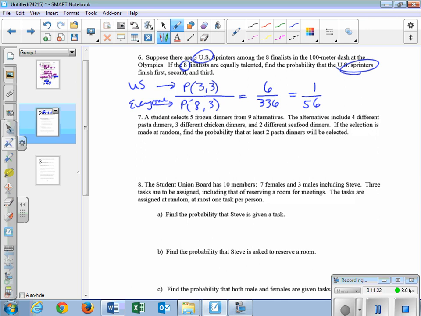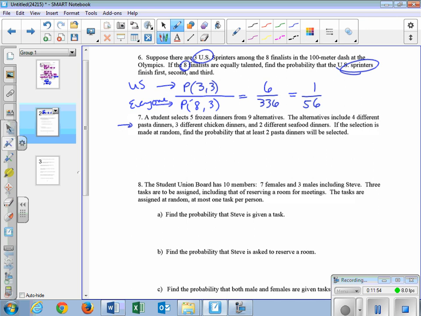Okay, the next one. A student selects 5 frozen dinners from 9 alternatives. The alternatives include 4 different pasta dinners, 3 different chicken dinners, and 2 different seafood dinners. If the selection is made at random, find the probability that at least 2 pasta dinners will be selected. At least 2 pasta dinners means I need 2 or 3 or 4. Is that the most I could get? That's the most I could get because that's all the pasta dinners that I have.